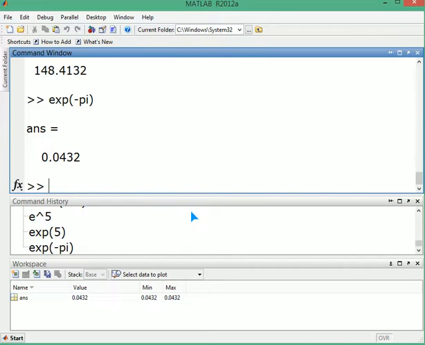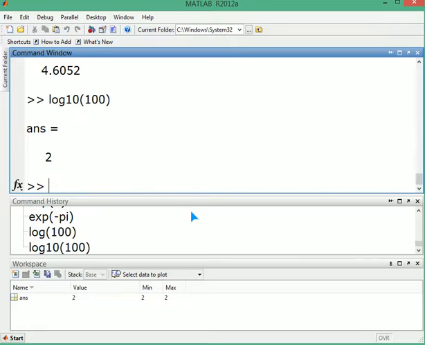And if you are talking about exponential, we have to talk about log also. So log of any value, say 100. Okay, now we have a value, but this log is the natural log. This is not base 10. How to compute log base 10? For that, use log10, and in the bracket you may put this value. We know that 10 to the power 2 is 100. So now we have the value.